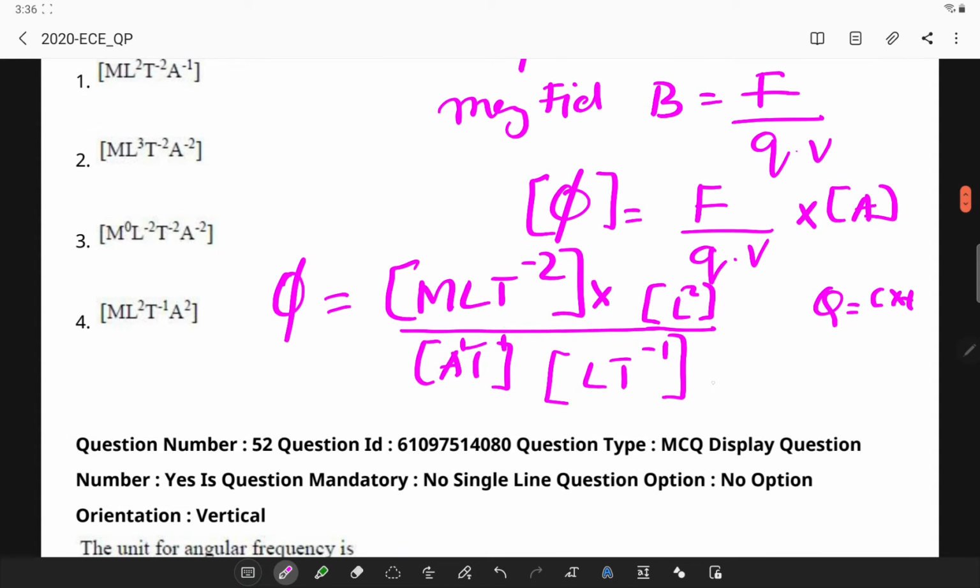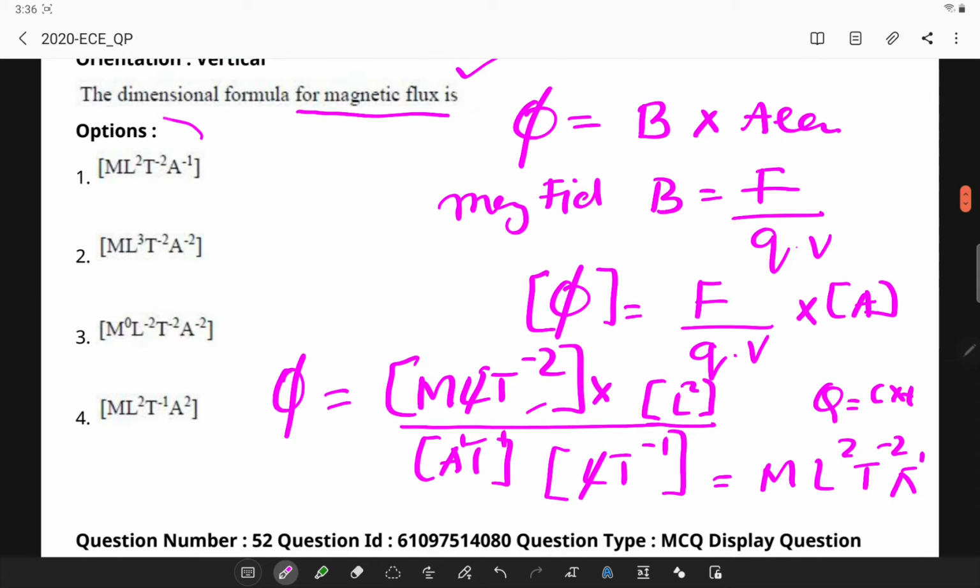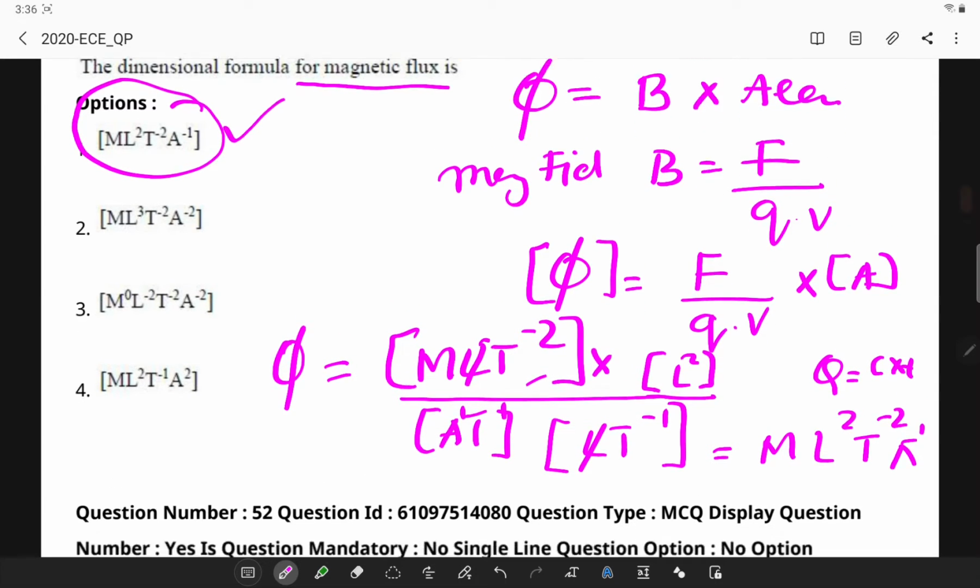1. So if I adjust all the terms, we get M L square, because L gets cancelled, T power minus 2 and A power minus 1. So if you see the options, you will be having option number 1.